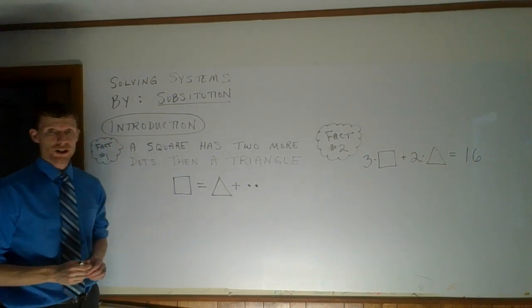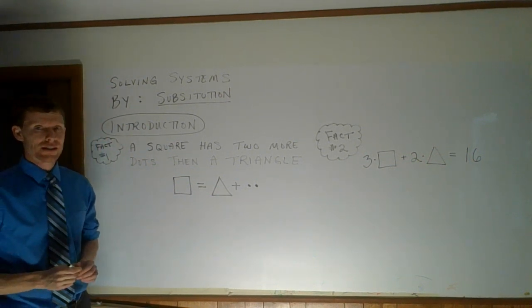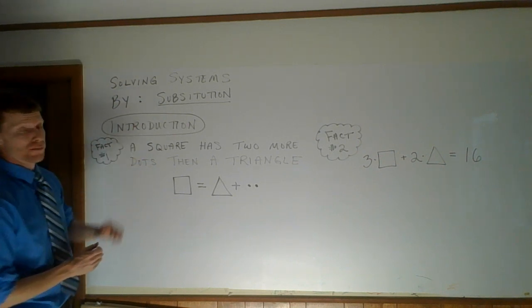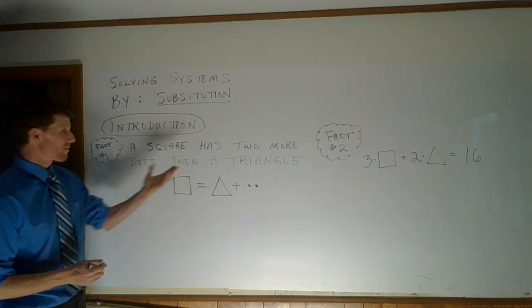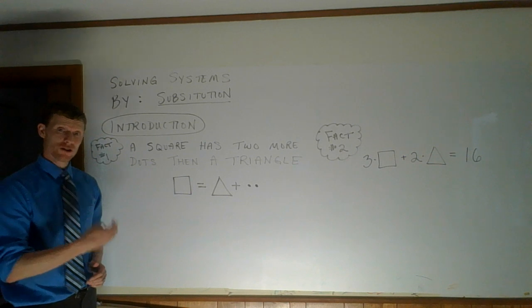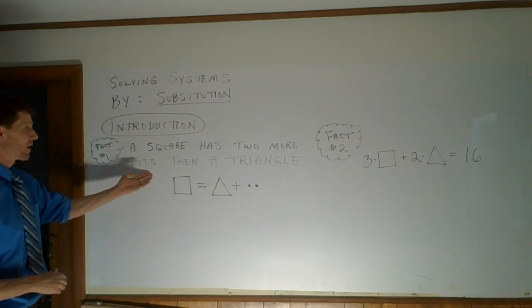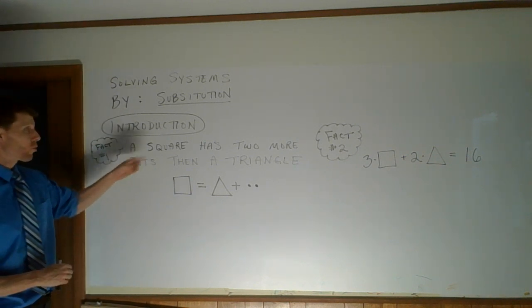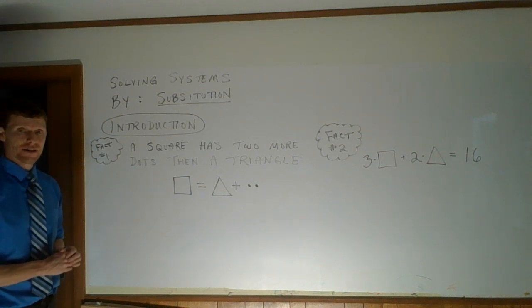This is our introduction to the second method of solving systems. This method is by substitution. We're going to do it first with just the shapes that we had done the introduction with. So we have an example here where we are told that a square has two more dots than a triangle.